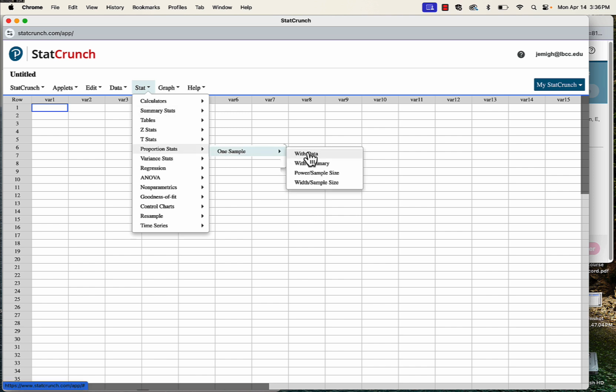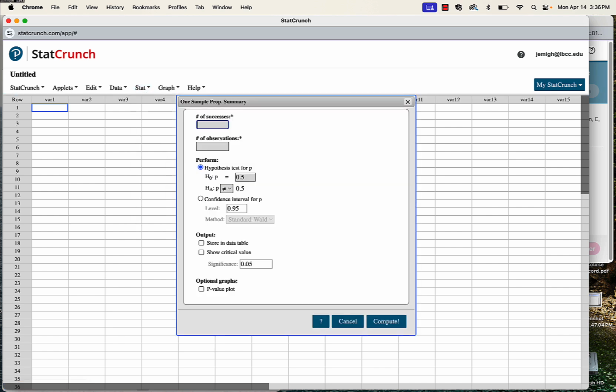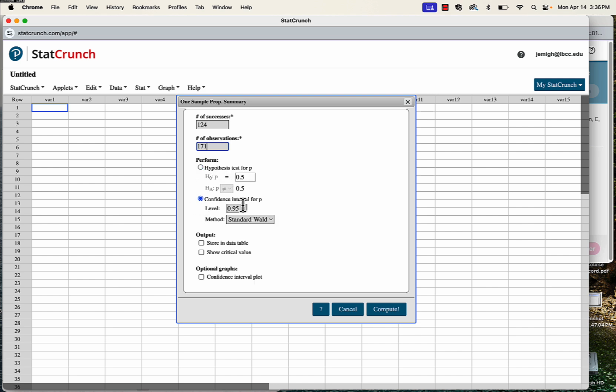We were, on the other hand, given just a summary, the number of successes out of the sample size. So our number of successes was, I believe, 124. Oh, goodness, and I closed the window so I can't see it. Out of 171. 124 out of 171. Next thing we tell the program is what it's going to perform. Not a hypothesis test, that's chapter 8. We are in chapter 7, confidence intervals.